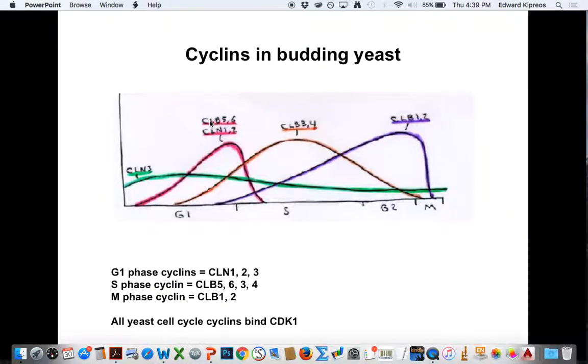The reason that they're going to bind different cyclins at different points is because the cyclins themselves are regulated, so they only show up at certain points. You have the G1 cyclins like CLN1, 2, and CLN3, and they're only at high levels, or even present, at certain points in the cell cycle, and then they're degraded. Then you have S-phase cyclins, CLB3 and 4, and mitotic cyclins, CLB1 and 2, so the CDK can only bind them at certain points in the cell cycle. We'll go over their degradation later.